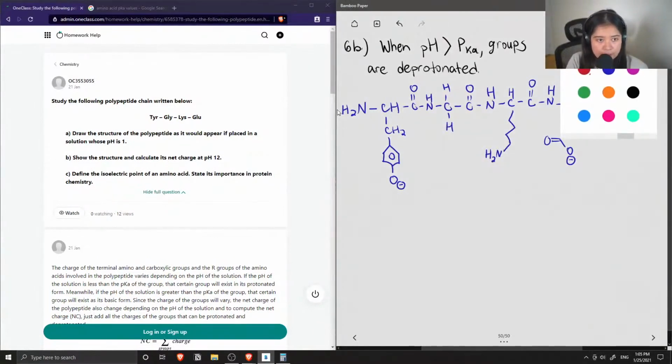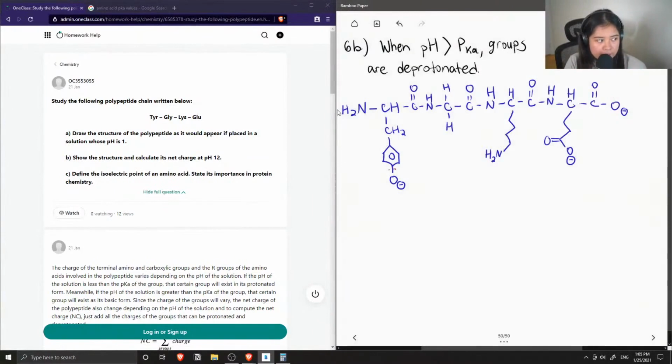So now let's look at all of the charges in this molecule. We have 1, 2, 3 negative charges. So therefore, the net charge is -3.